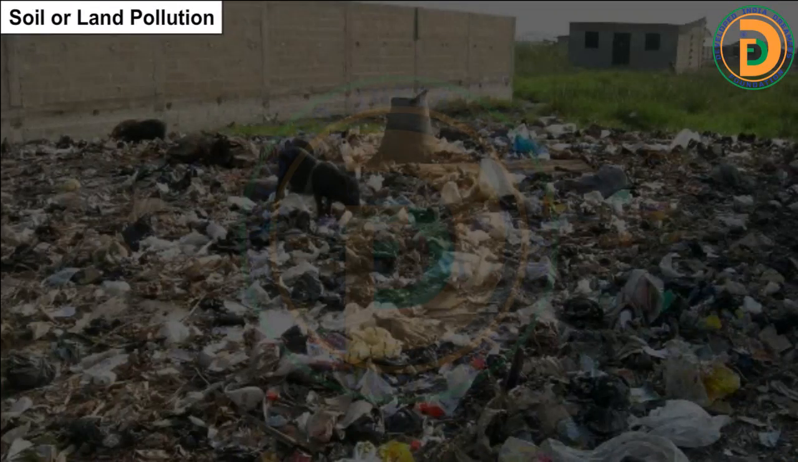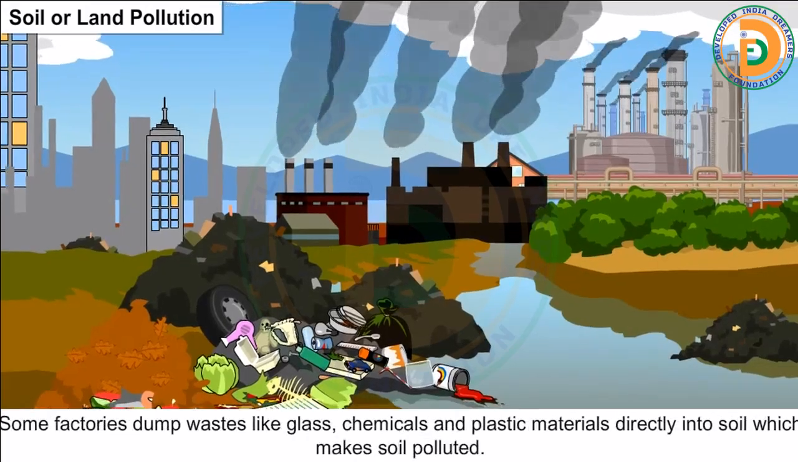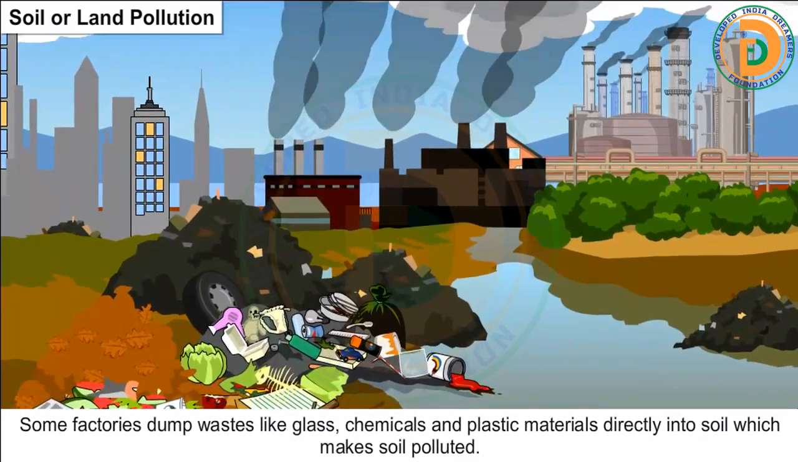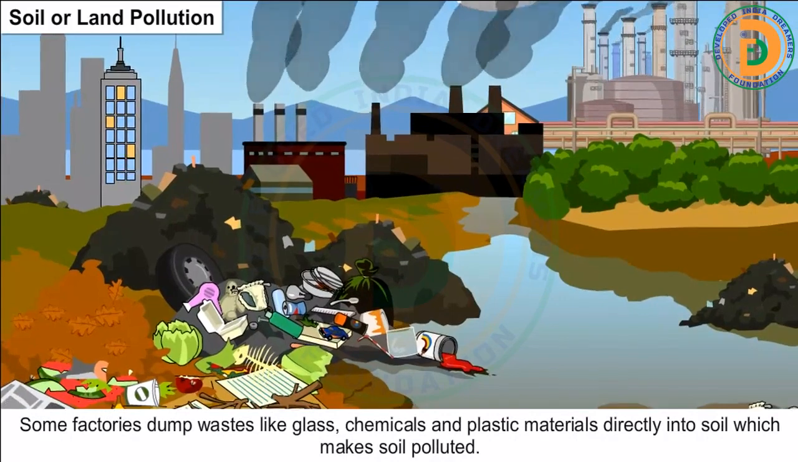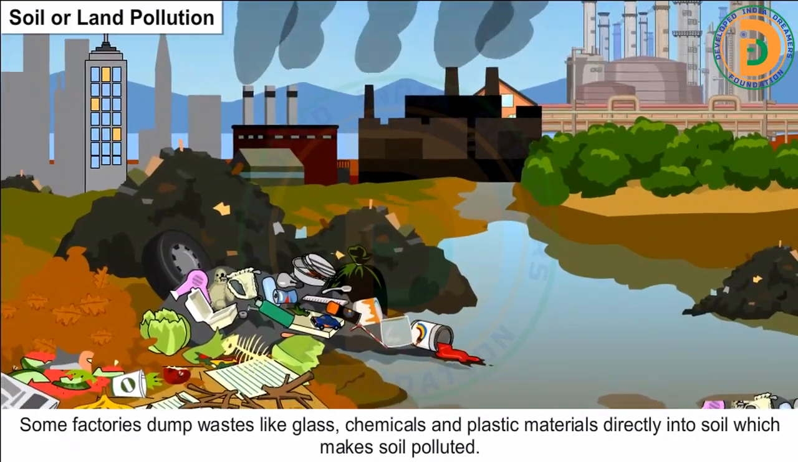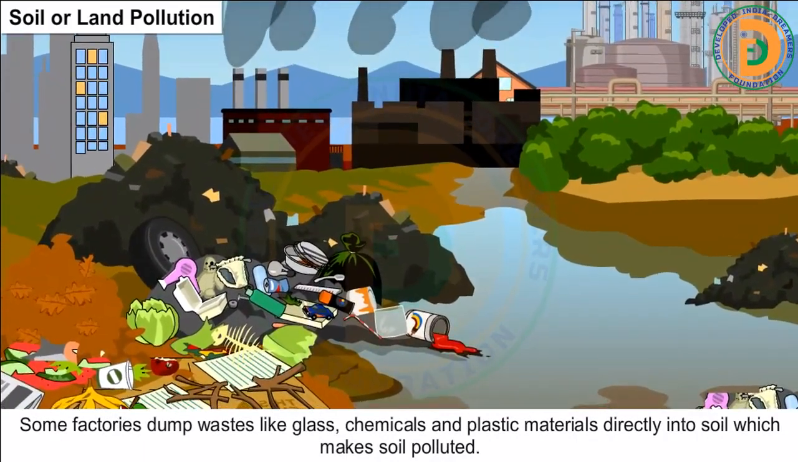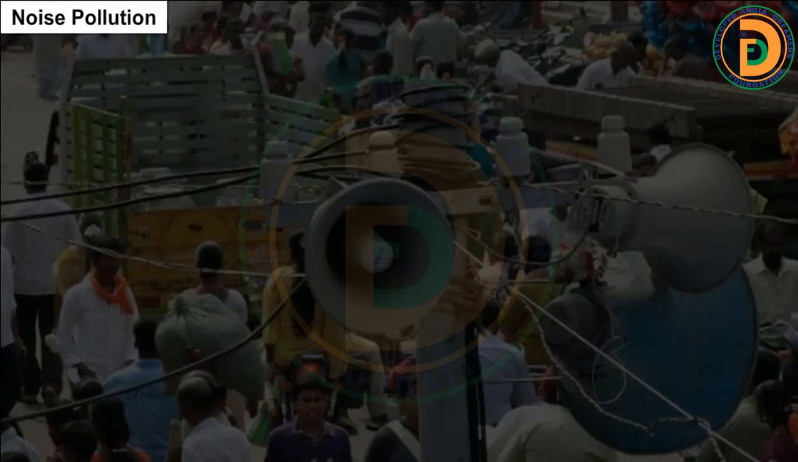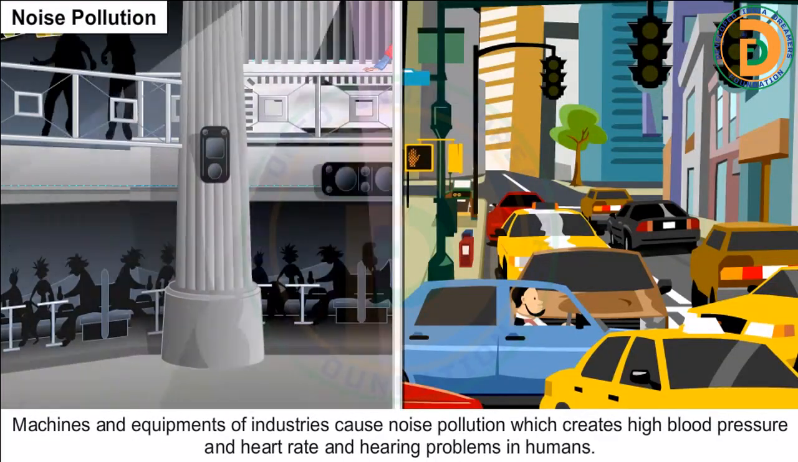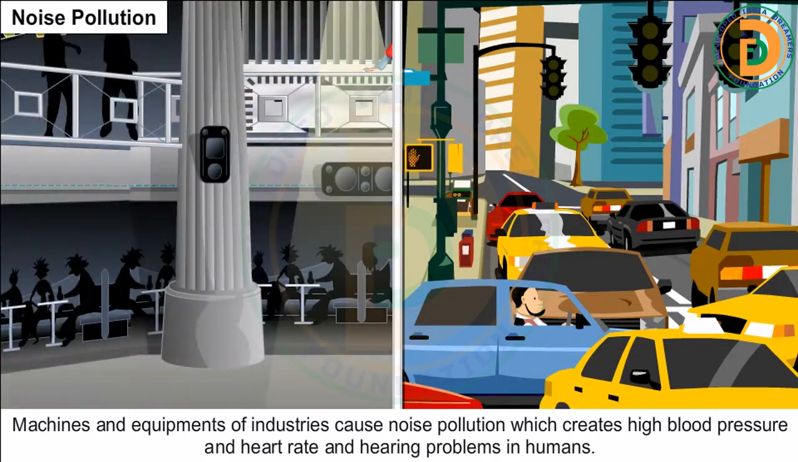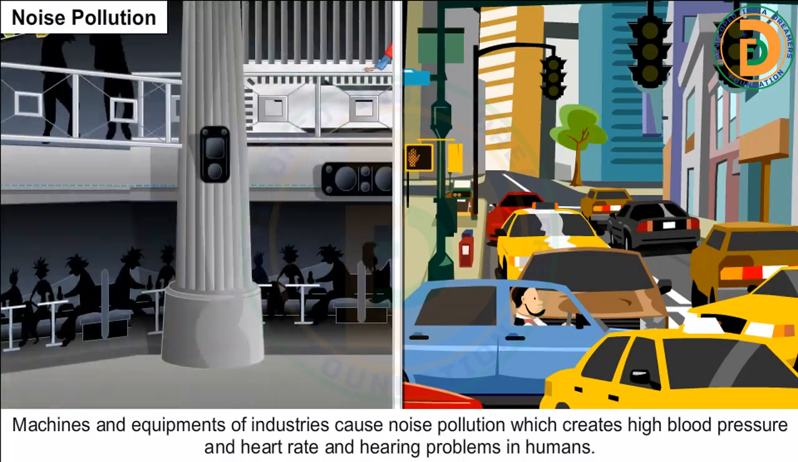Soil or land pollution. Some factories dump wastes like glass, chemicals, and plastic materials directly into soil, which makes the soil polluted. Noise pollution. Machines and equipment of industries cause noise pollution, which creates high blood pressure and heart rate and hearing problems in humans.